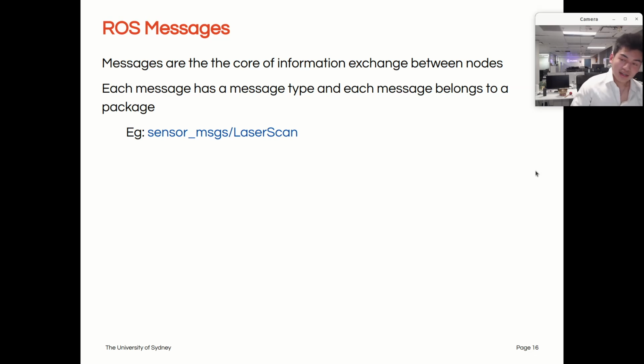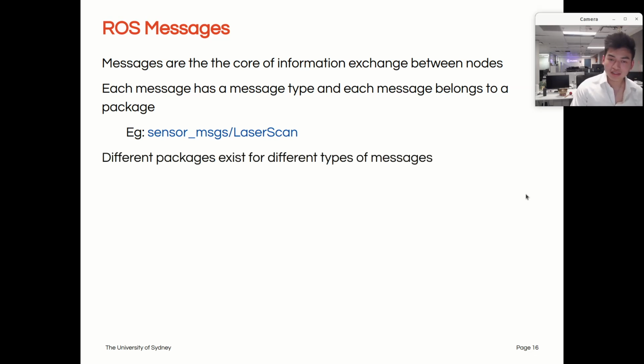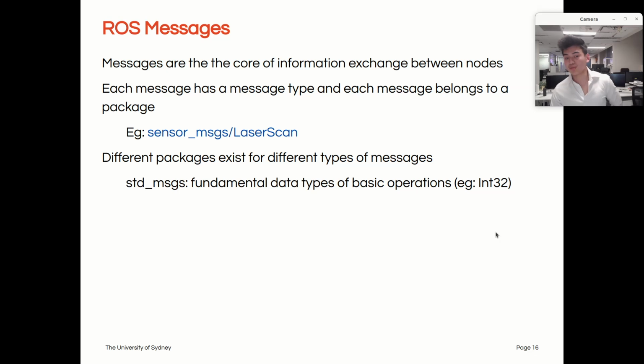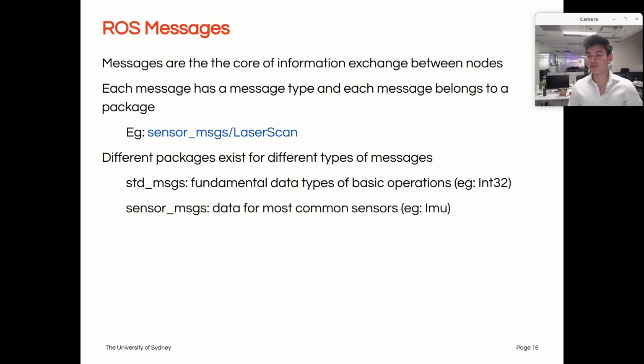And there are different types of packages for different types of messages. Standard messages are one of the most common ones. These are integers, floats, strings, booleans, sensor messages as we just saw. For sensors, most of the common sensors in the robotic world already have messages built into ROS2. So laser scan is for 2D lidars. There's also messages built in for IMUs.